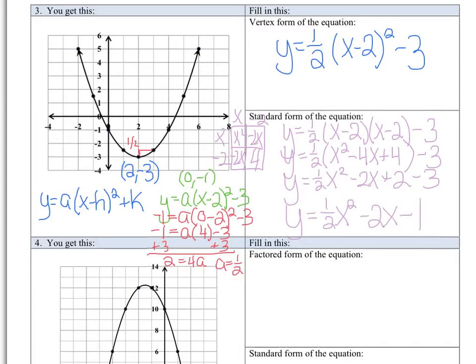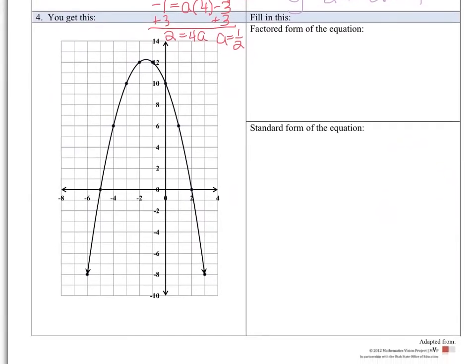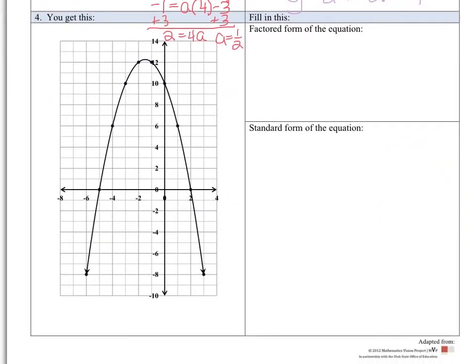For the next problem, number 4, you have to find the factored form. So there's many ways you can do this. I want you to try it on your own and try to think of the stuff I reviewed at the beginning involving x-intercepts, because that will help you. So pause the video now and try.